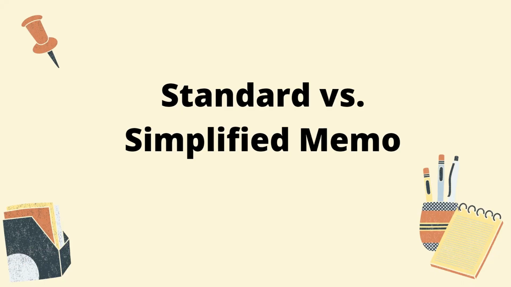A standard memo is the normal memo that's completed by persons in business, whereas a simplified memo, I like to say it's supposedly simplified because it doesn't have a heading, but it looks very similar to a letter, of course, without all of the addresses. And so let's look at what they look like now.